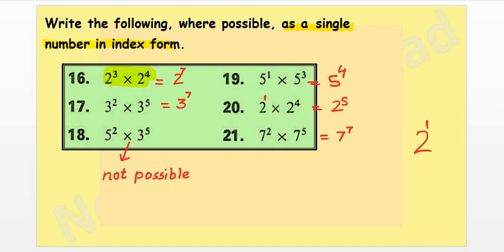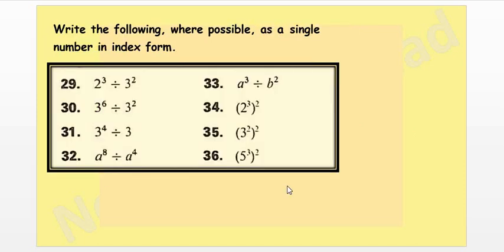Let's go to the next slide now and solve some more questions. Here again they are saying write the following where possible as a single index number in the index form. Now see, we have the division problems and we have a power raised to another power. Let's see this one. You can see that the bases are exactly the same, so I can write the answer keeping the same base, and I will simply subtract the exponents. So 6 minus 2 will become 4.